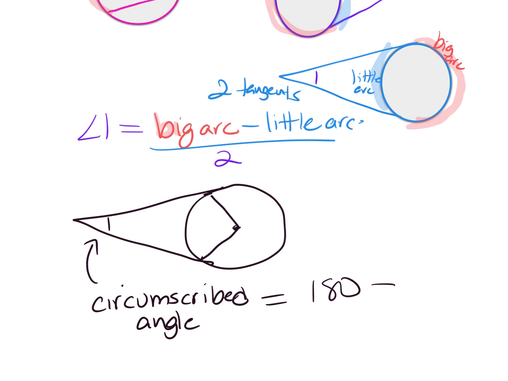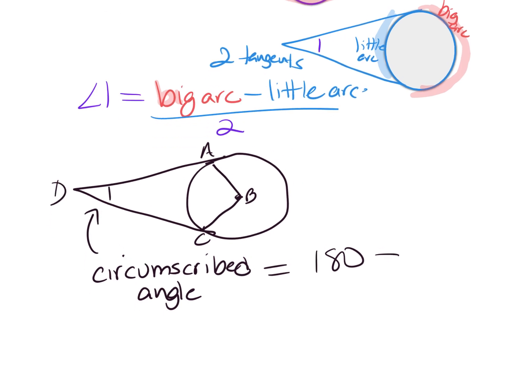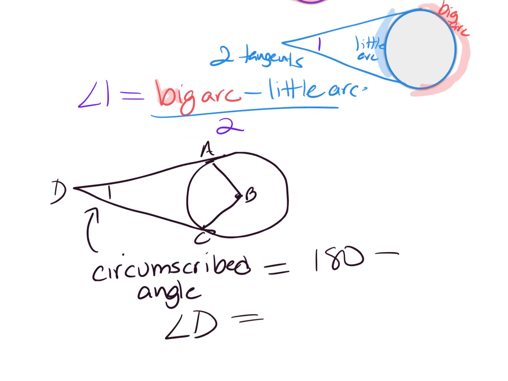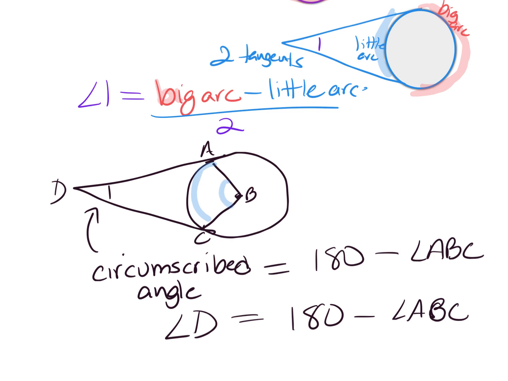So let me add some letters here. A, B, C, D. So this could be angle D is going to be equal to 180 minus angle ABC. It's the same angle that has the same intercepted arc. So we're looking for this central angle because it has the same intercepted arc as your circumscribed angle. So this is a nice little summary of everything that we have talked about up until this point.